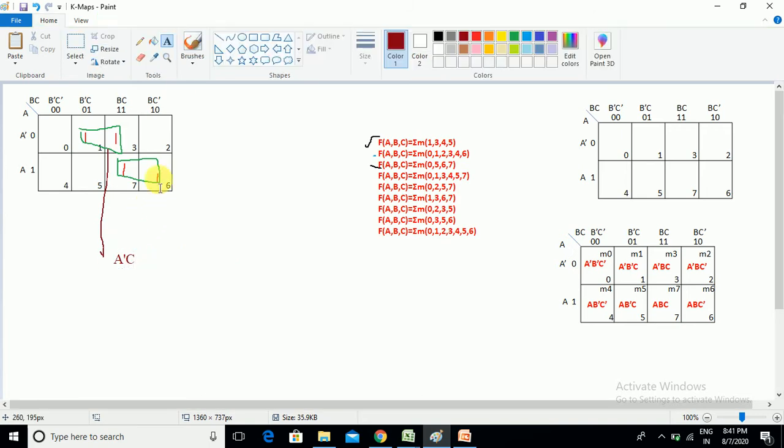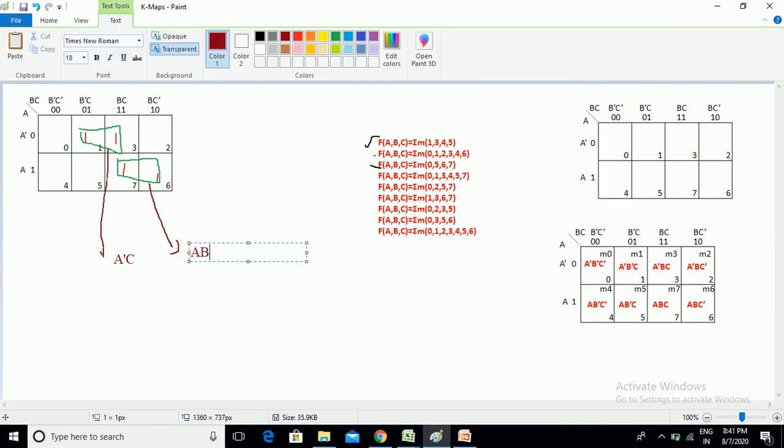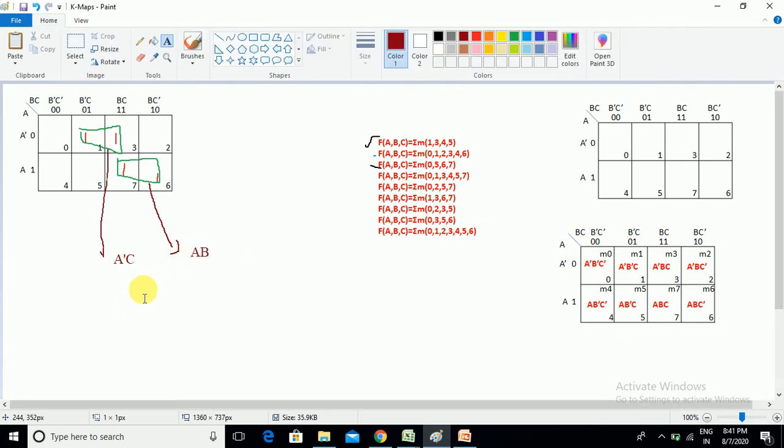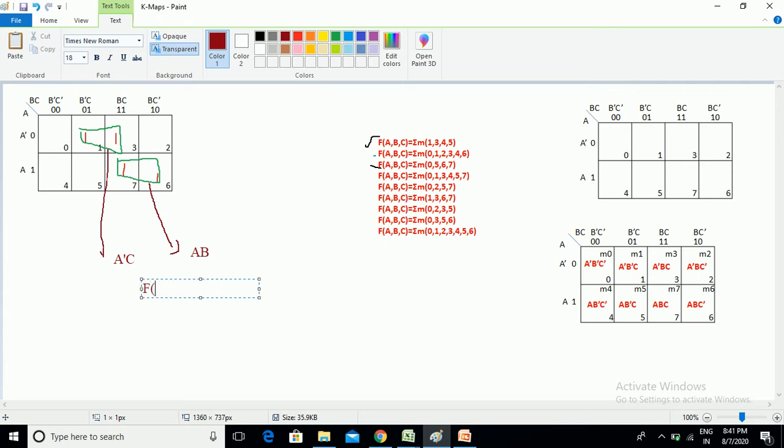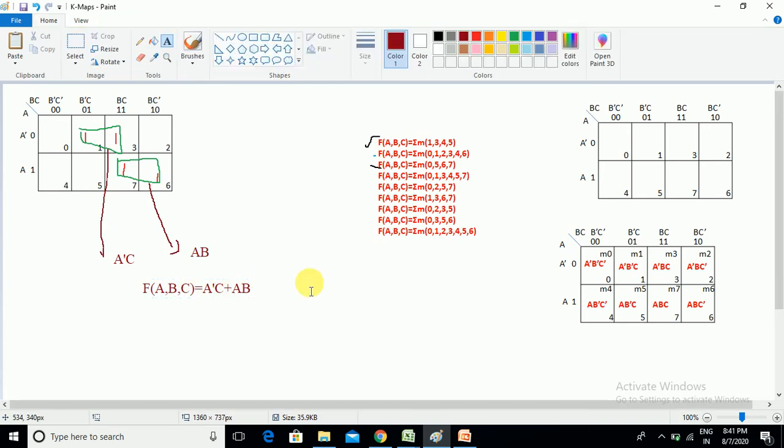The next group, the answer will be 7 and 6. AB is common. The final answer for the given question will be F of A, B, C equals A dash C plus AB. So this is the answer for the given question. Let us go to the next question.